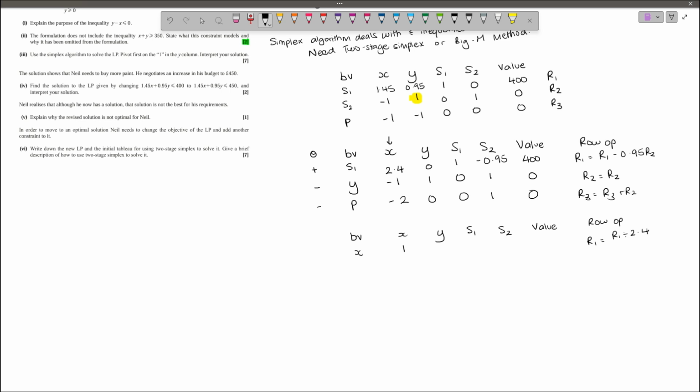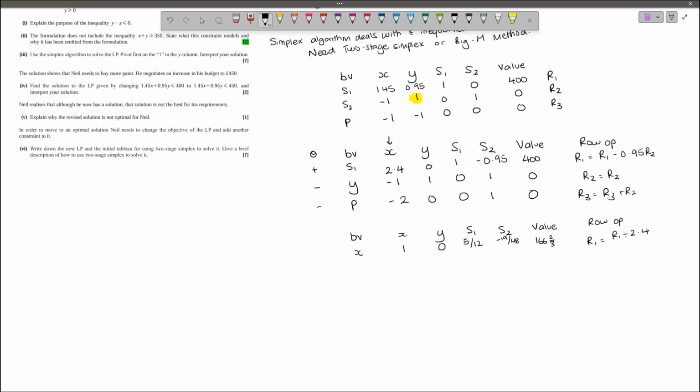If I do that, I'm going to get 1, I'm going to get 0, I'm going to get 5 twelfths, and I'm going to get negative 19 over 48 if I use fractions. And for my value, I'm going to get 166 and 2/3.